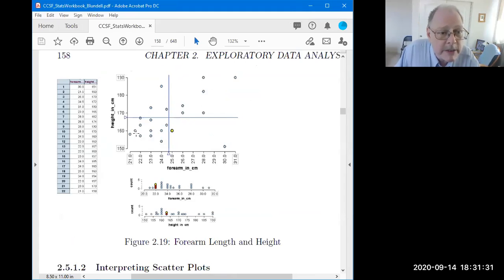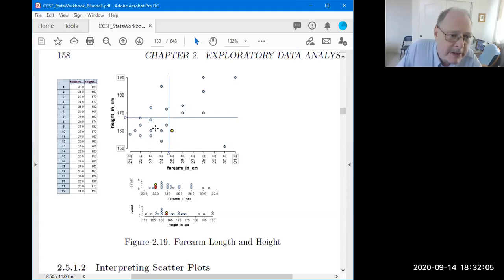And what you notice here is if you know a person's forearm length, you can't really predict how tall they're going to be. There's a lot of variation. We have people here whose forearm was 23 centimeters long, and you see there's 4 different people with quite a variety of different heights. So you can't predict very well, but there's a trend.